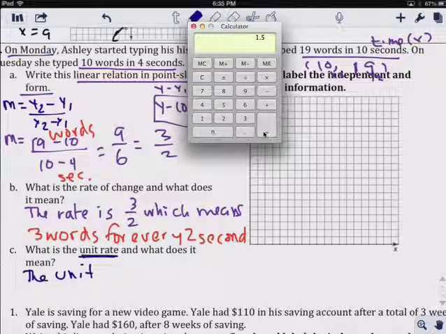Bring your own calculator on Tuesday, guys. A lot of people are destroying my calculator, so I'm not leaving it out.